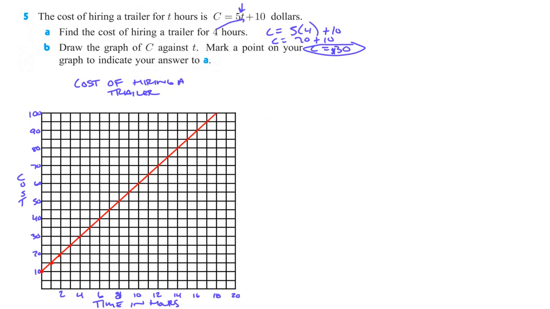And then it says to mark your point on the graph to indicate your answer to A. So that would be at 4 hours, it's $30. And look, it's right on that line. So we know we're in good shape.